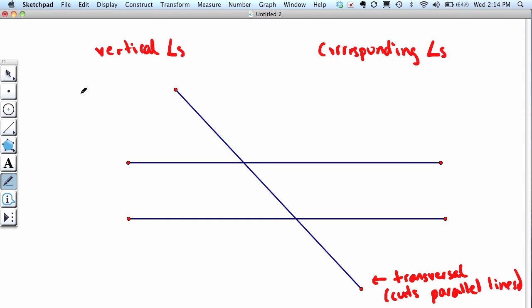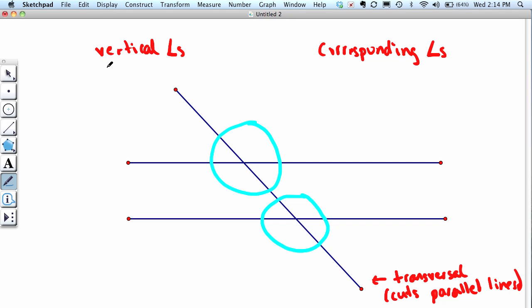So what this does is this creates sort of two different intersections of angles. At the top we have an intersection here that's 1, 2, 3, 4 angles, and at the bottom we have another intersection of 1, 2, 3, 4 angles. And it's in these intersections where we find our vertical angles and our corresponding angles. So let's focus on the vertical angles first.